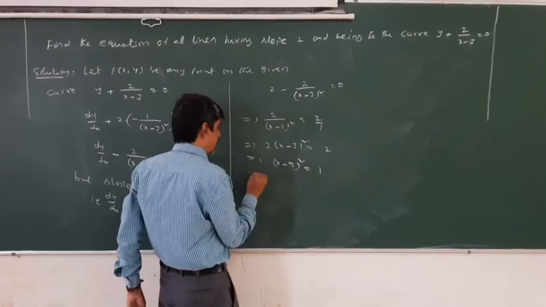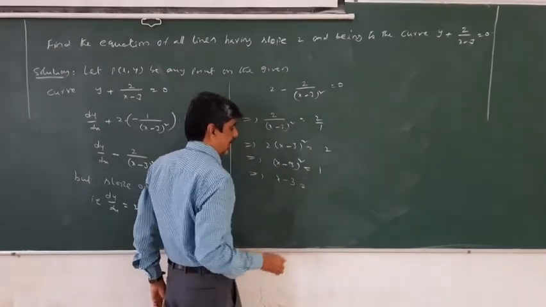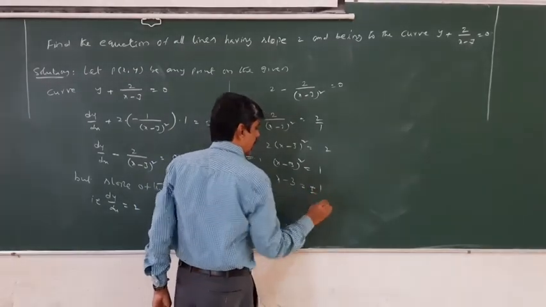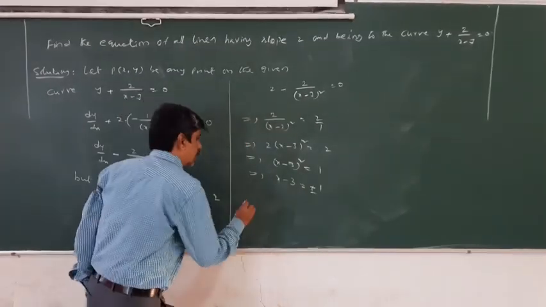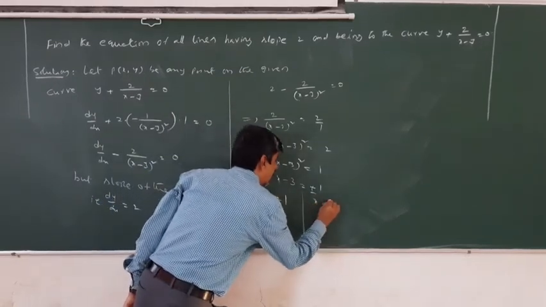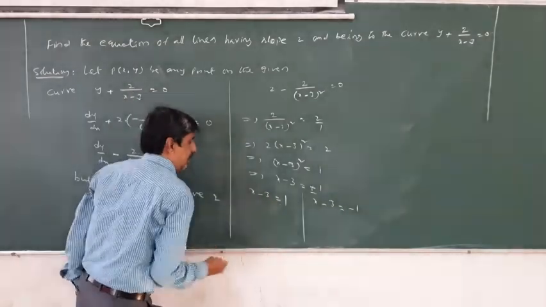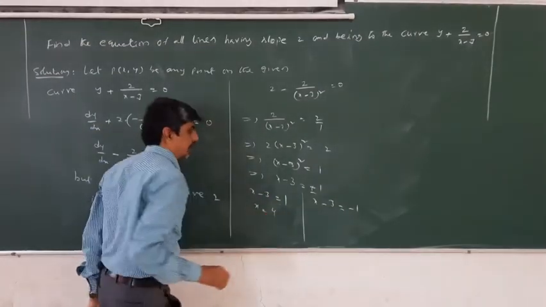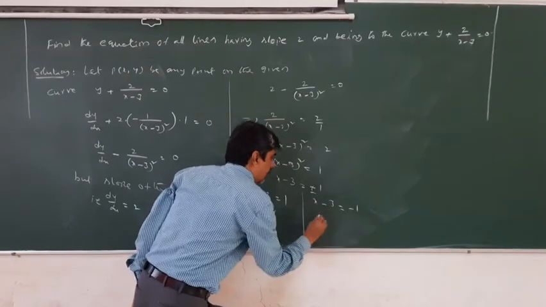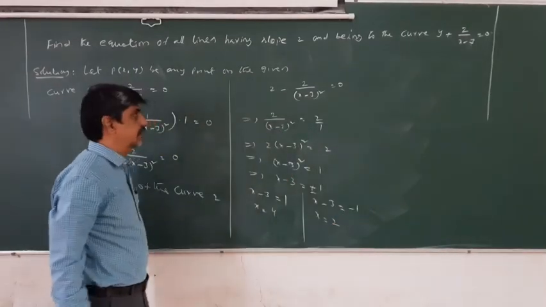So x minus 3 is equal to root over 1. Root over 1 means plus or minus 1. So x minus 3 is equal to plus 1, or x minus 3 is equal to minus 1. X minus 3 is equal to plus 1, x is equal to 4. X minus 3 is equal to minus 1, x is equal to 3 minus 1, which is 2.